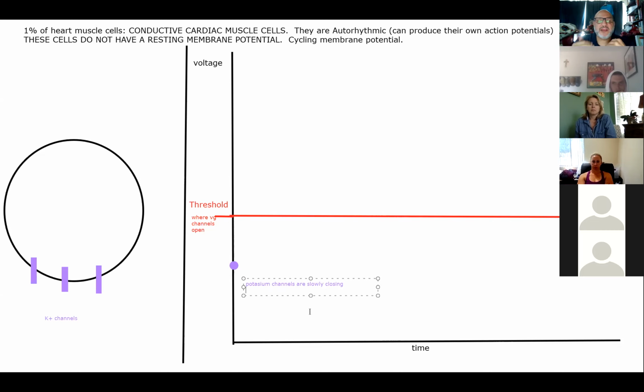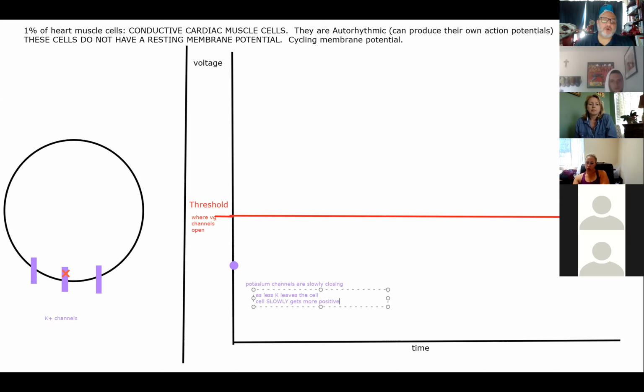If I have 3 potassium channels open, which way does potassium go? Out. Potassium leaves the cell. Suddenly one of these channels closes. What happens to the amount of potassium that leaves the cell? Not as much leaves. And if less positive potassium leaves, what effect does that have? The cell stays more positive. Is it a rapid process? No, but it slowly gets more positive.